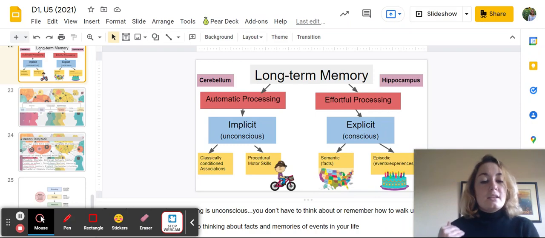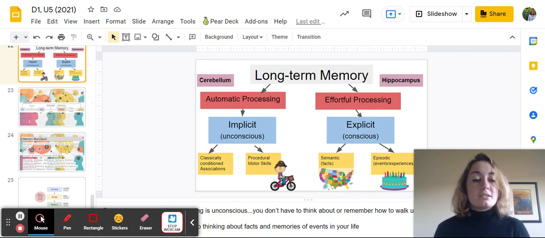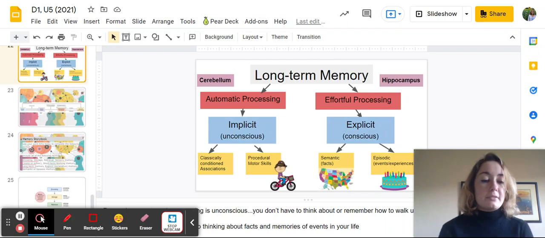Procedural memory is your memory for motor skills, of how to do things. So riding a bike, walking, anything, right? You don't have to think about walking. You don't have to think about riding a bike. Once you know how to do it, they're your procedural memories. So they're unconscious things that your body just does through muscle memory.